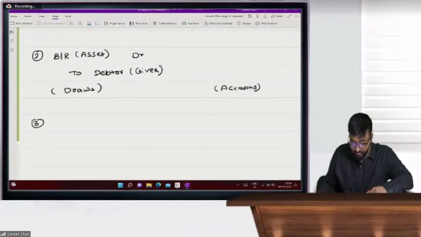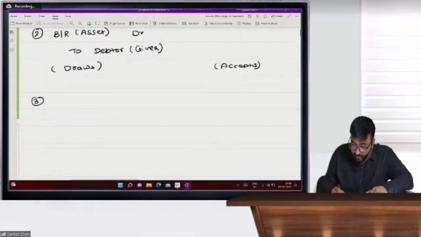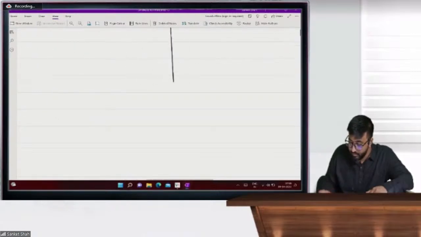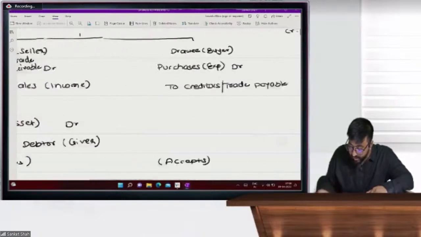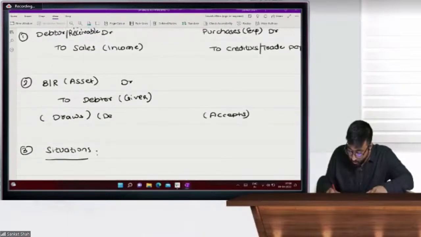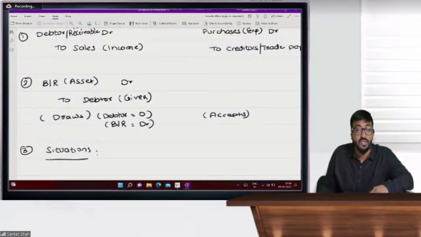Third entry. Now there are 3 situations. Now bills receivable is an asset. Asset having debit balance, so to balance brought down. Bills receivable to debtors, as he's giving you this amount, and here you can check debtor balance 0, debtors balance 0, and bills receivable is showing debit balance. So which account is getting cancelled?